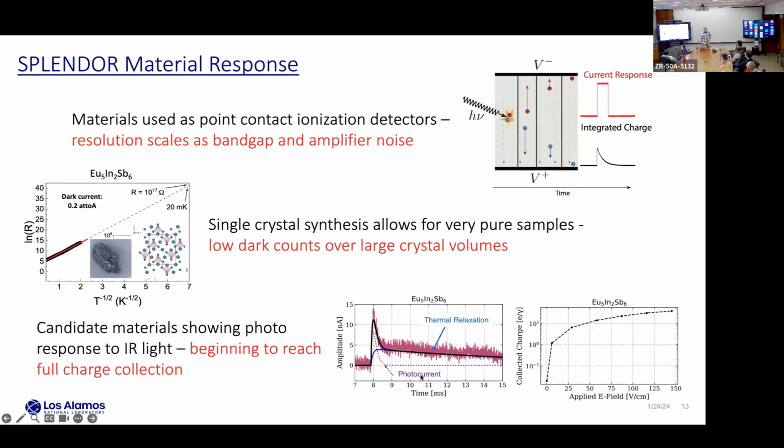And just as an early proof of concept, one of the screening tests that we do on all our materials, in addition to resistivity and those types of measurements, is we make sure that they are sensitive to light. So we pulse them with infrared light, and we confirm that they do indeed have a photo response. And we measure this charge collection as a function of the electric field applied across the crystal. And we see that we're starting to reach this saturated charge collection region.